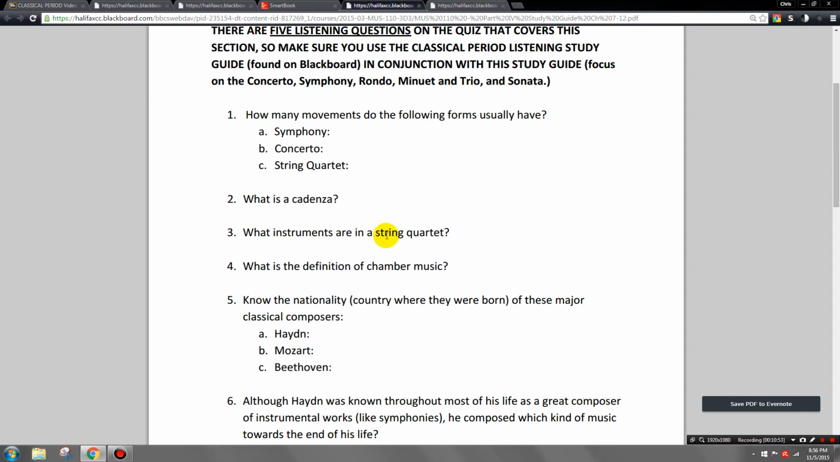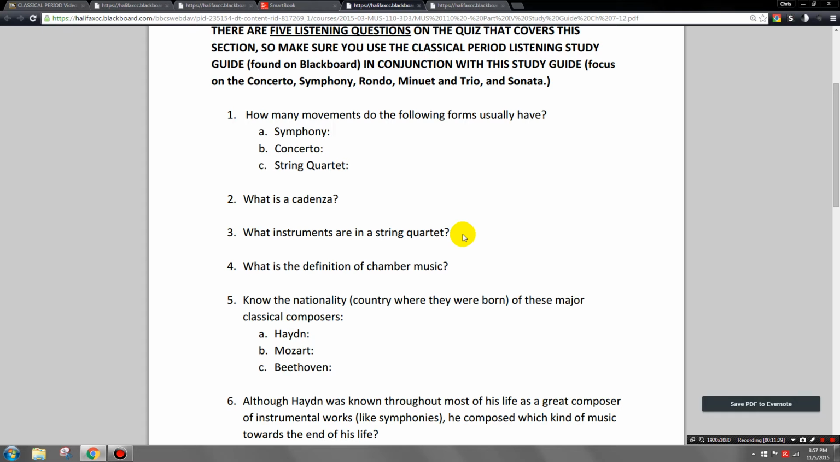Number 3, what instruments are in a string quartet? Well, I'm going to ask you to guess, and before I reveal the answer, think of which 4 instruments you probably think make up the string quartet. Obviously, there are 4 because we say quartet. We don't say duet, trio, quintet, sextet, or none of that stuff. We say quartet. And just like a barbershop quartet has 4 singers in it, so a string quartet has 4 string instruments. But which 4 string instruments are there? Are they?